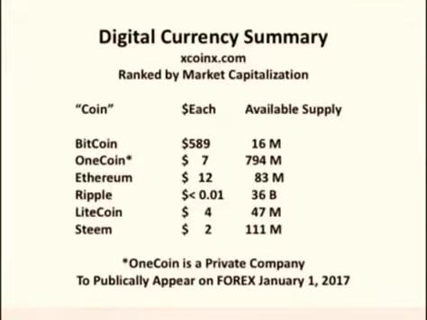So the cost right now, today, August 15, 2016, you can see is a huge discrepancy. Bitcoin is about $590 and only 16 million in supply. OneCoin actually today went up to $8.25, and it has an available supply of almost 800 million, whereas Ethereum is $12, Ripple less than a tenth of a cent, Litecoin about $4, and Steem about $2, and they have smaller amounts of available supply.